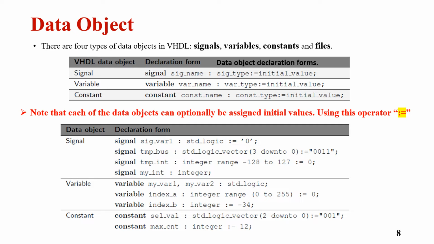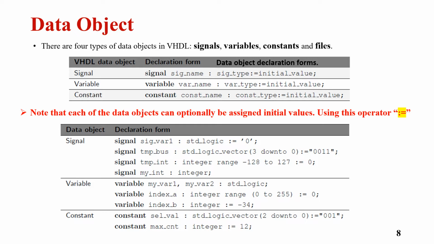There are four types of data objects in VHDL: signals, variables, constants, and files. In this course, we won't discuss file types. To declare a signal, first you have to write signal. After that, the name of the signal. Here, the name is sig_name. After that, a colon. After the colon, declare the type of the signal according to the previous slide.